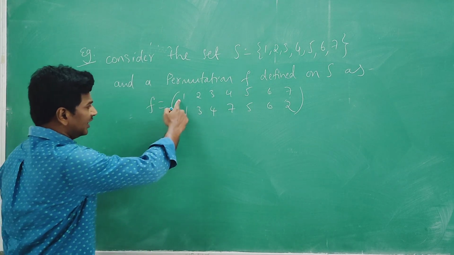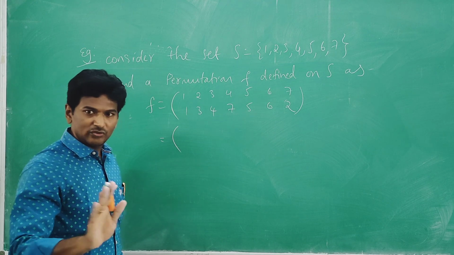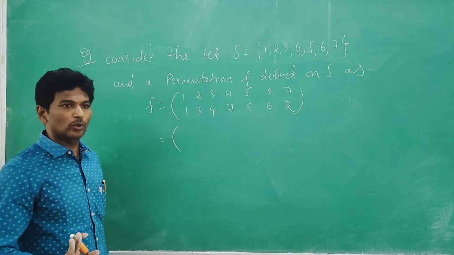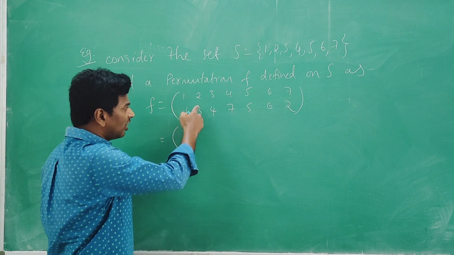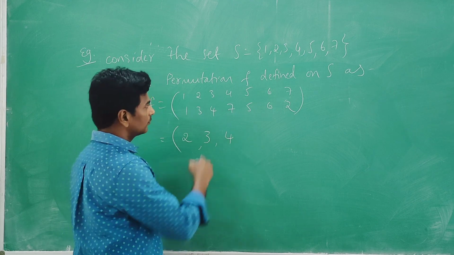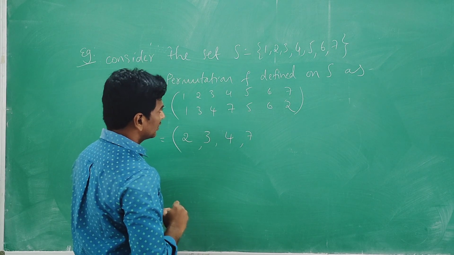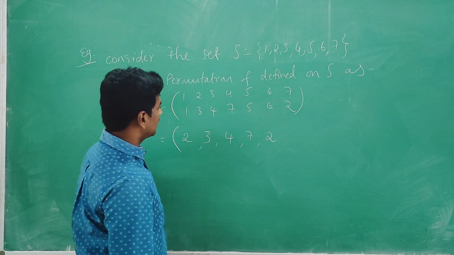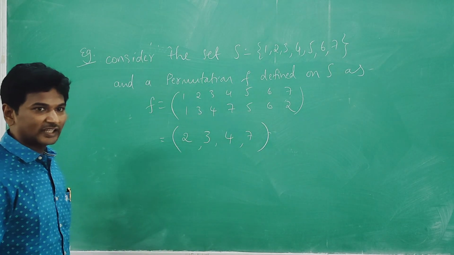Listen. Same element to same image, so we don't write it. Right? No need to write. Same element to same image, no need to write. And we can start with 2. The image of 2 is 3. The image of 3 is 4. The image of 4 is 7. And the image of 7 is 2. The image of 2 has already come, so stop. This is one cyclic permutation.